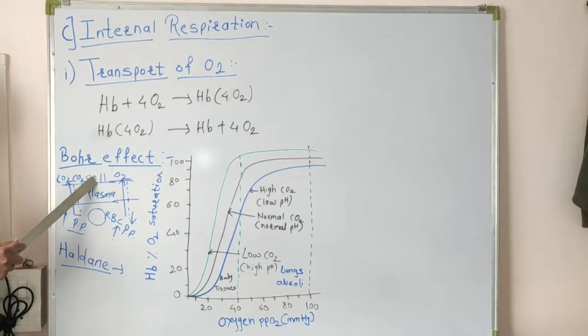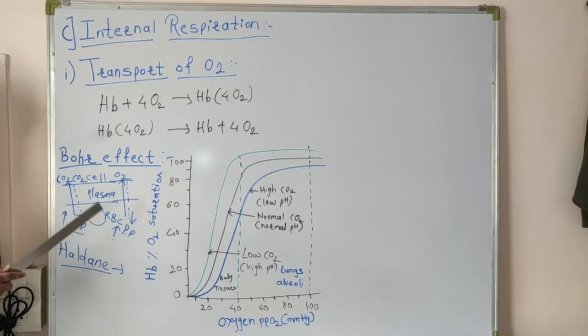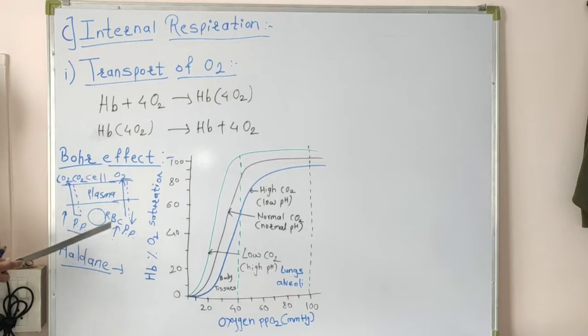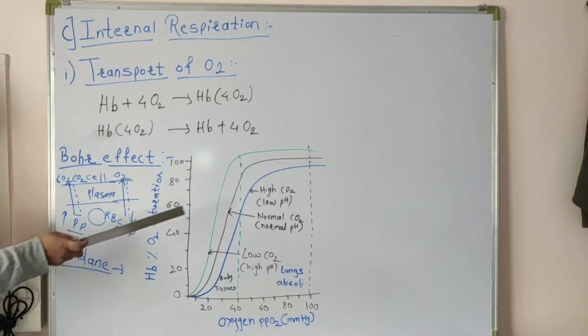And in the cell, the partial pressure of oxygen is low and the partial pressure of carbon dioxide is high. The reason behind this is that oxygen doesn't bind to the hemoglobin, and it results in the release of O2, and this oxygen gets released. That's why here the partial pressure of oxygen is low and the partial pressure of carbon dioxide is high. Now we will move towards Bohr's effect.